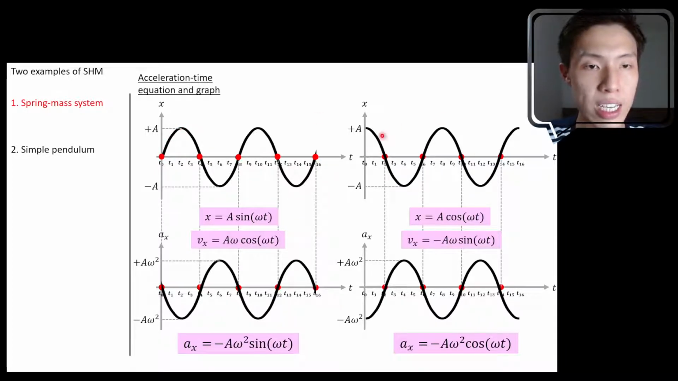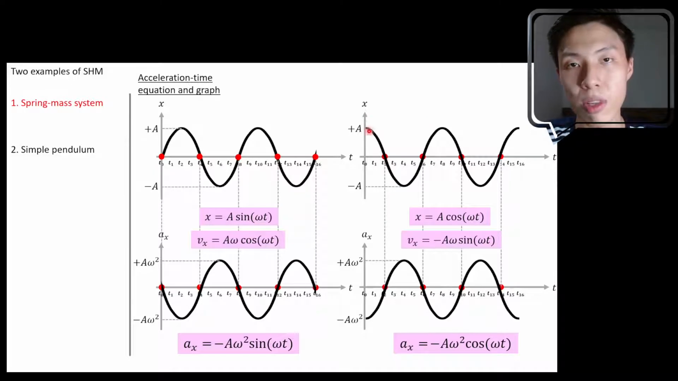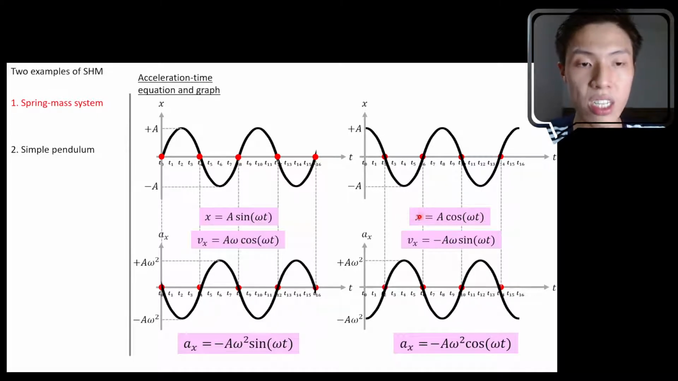In the second situation, the object starts from the positive maximum displacement, and the displacement can be described by the equation x equals A cos omega t. If we differentiate this equation, we get the x component of velocity equal to negative A omega sin omega t. Cos differentiates to negative sine, and differentiating the omega t gives this omega. If we continue to differentiate this x component of velocity, we get the x component of acceleration to be negative A omega squared cos omega t.